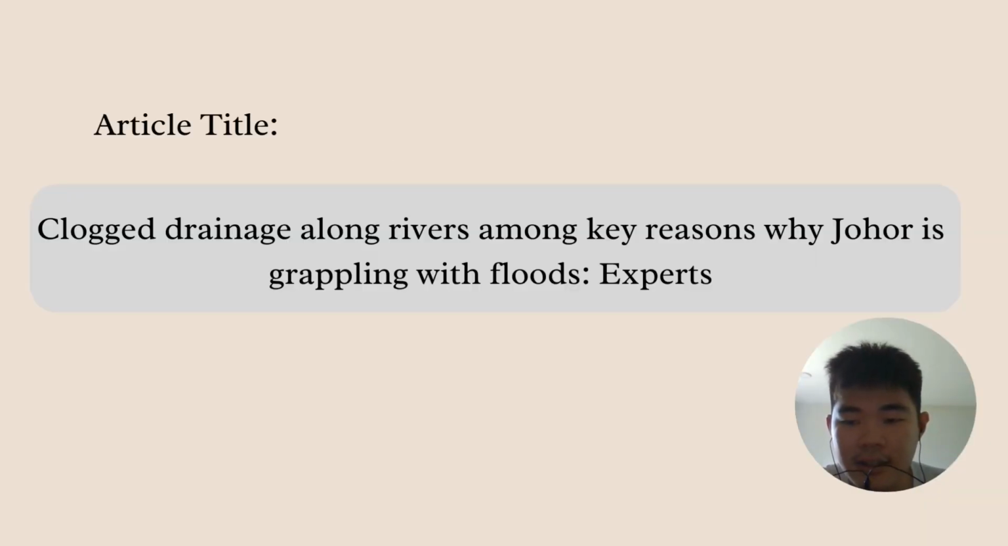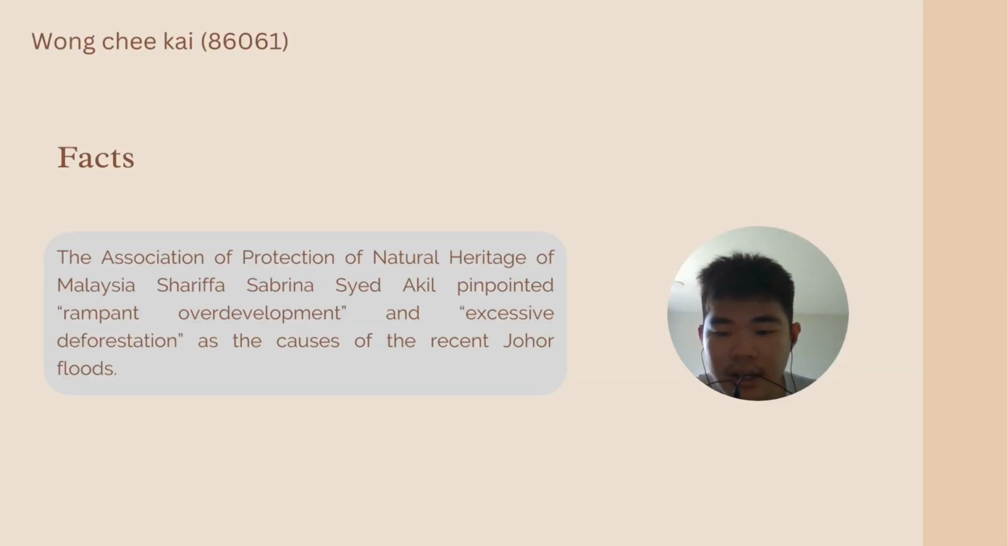The article title that we learned is Clogged Drains Along Rivers Amongst Key Reasons Why Johor is Grappling with Flood, Expert. One of the facts that I get from the article is that the Association of Protection of Natural Heritage of Malaysia, Sharifah Sabina Sheikh Akeo, pinpointed rampant overdevelopment and excessive deforestation as the cause of the recent Johor flood.